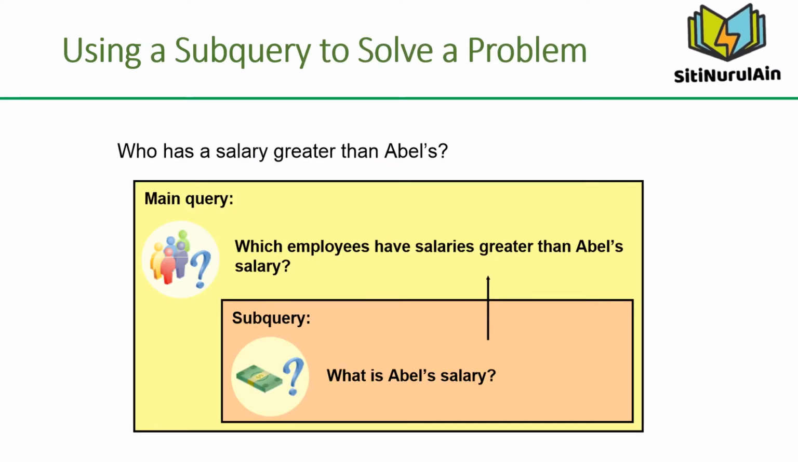Suppose you want to write a query to find out who earns a salary greater than Abel's salary. To solve this problem, you need two queries, one to find how much Abel earns, and a second query to find who earns more than that amount. You can solve this problem by combining two queries, placing one query inside the other query. The inner query, or subquery, returns a value that is used by the outer query, or main query.